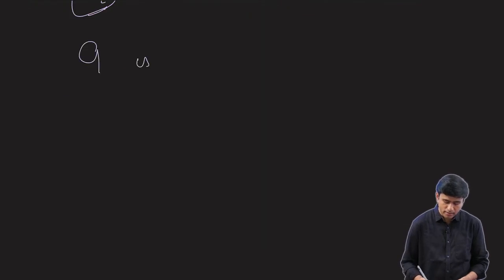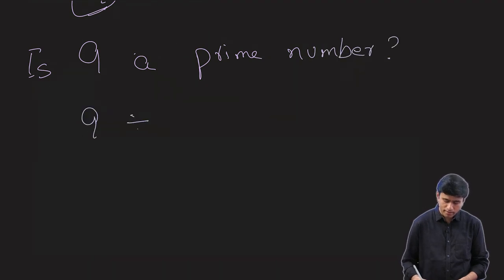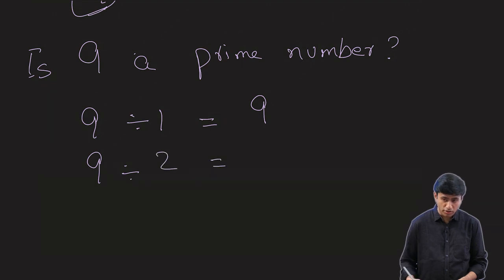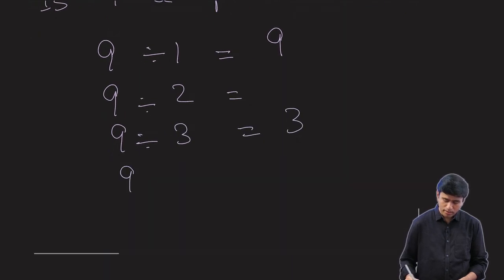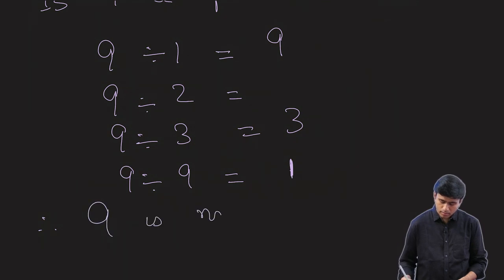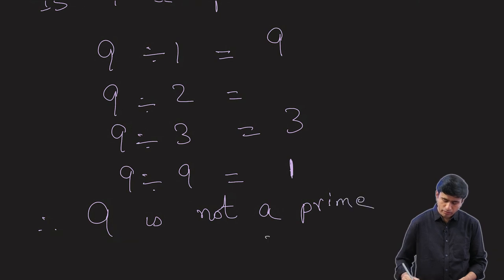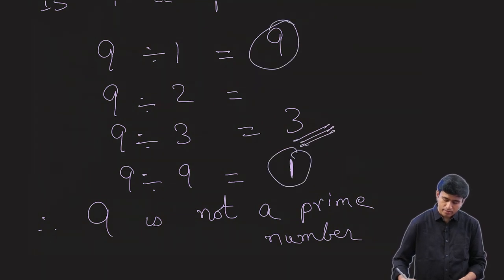Let's see if 9 is a prime number. Is 9 a prime number? What do you think? Let's see. 9 divided by 1 is 9. 9 divided by 2 is, the remainder is not 0. How about 9 divided by 3? 3. 9 divided by 9 is 1. So 9 is not a prime number. Because we have 1, 9, but we also have 3. So 9 is a composite number.